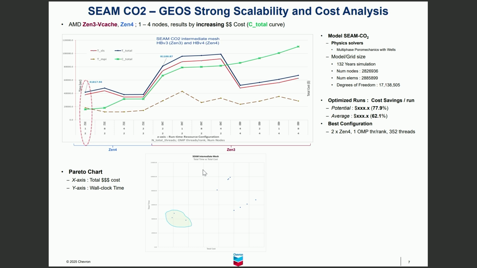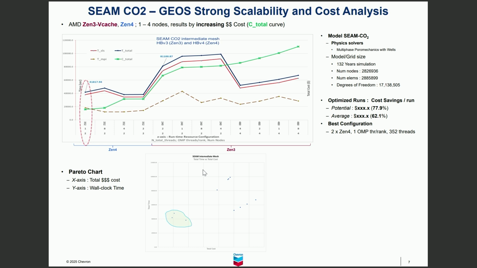So here we're trying to correlate total monetary cost versus execution time. So it's a Pareto chart. On the y-axis the wall clock time, on the x-axis total cost. Now the points here are operating points that correspond to this x-axis here. So it makes sense to run this code down at this level.